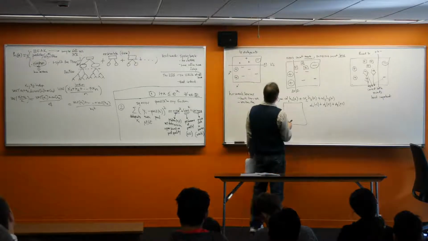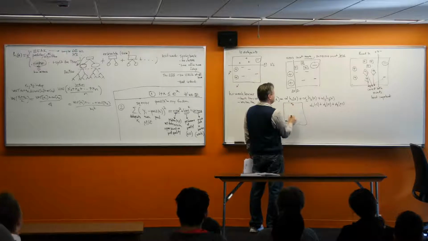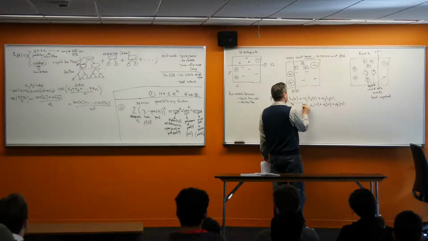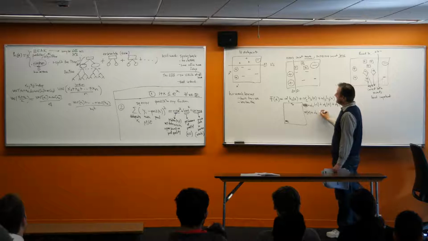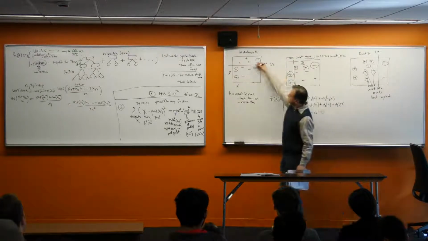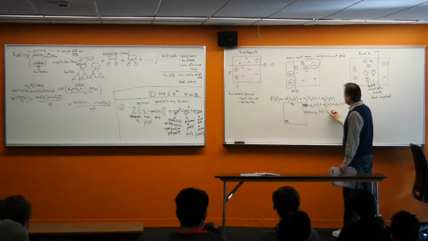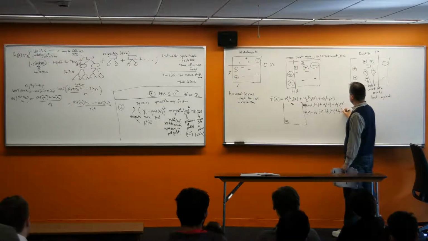How about this point here? That's B. How is that going to work? Alpha 1 times plus 1, plus, it's a plus sign in that region, alpha 2 times minus 1, plus alpha 3 times plus 1.